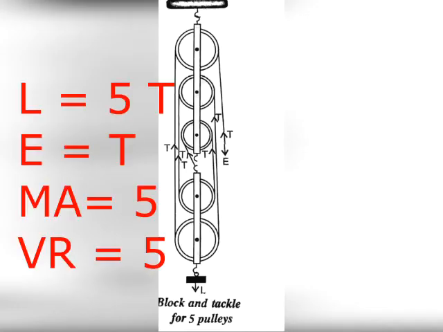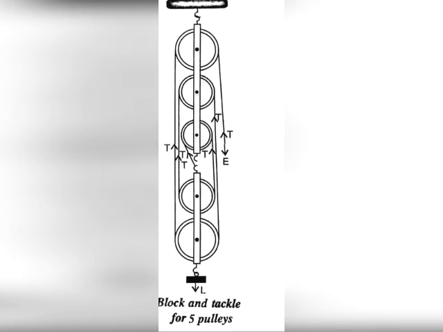Same in the case of 5 pulley system. Here, mechanical advantage will be equal to 5 since 5 strands are supporting the load. Dear children, please look. In all these cases, we are giving effort in downward direction for our convenience.